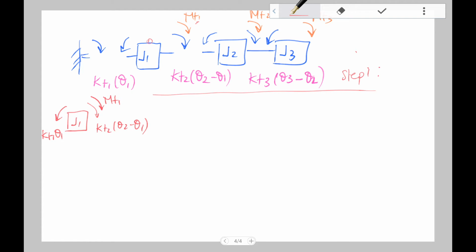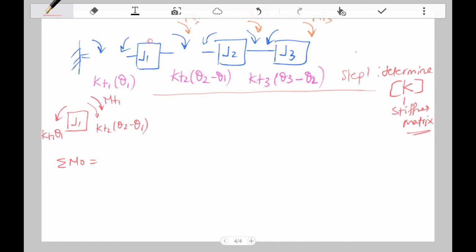These are the steps in order to determine the stiffness matrix. So step 1, determine the stiffness matrix. Let's do the sum of moments equal to 0, and you always assume the direction of motion to be positive. Let's speed up here. So MT1, that's positive, minus KT1 theta 1, plus KT2 (theta 2 minus theta 1), equal to 0. So there you have it. That's your first equation.